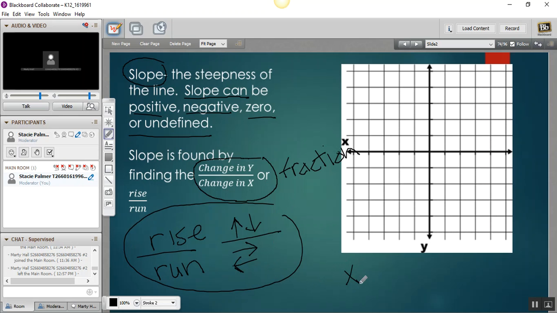This is going to be opposite of how we plot ordered pairs. When we plot ordered pairs, we always go to the x first and then the y. But when we do slope, we're going to do the y first over the x, so the change in y over the change in x.